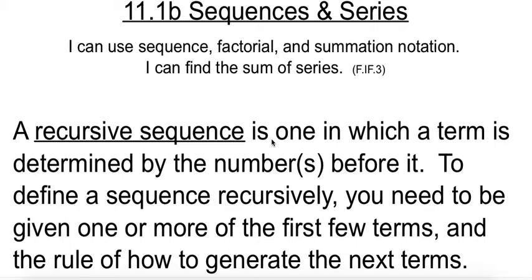So that is one in which any term in it is determined by the numbers before it. In order to write a recursive sequence, you need to give what the first term is, or maybe the first and second term, and then give a rule for how you get the next ones. Remember you start with A1, and then A2, and A3, those are your first three terms, or you might start at 0.